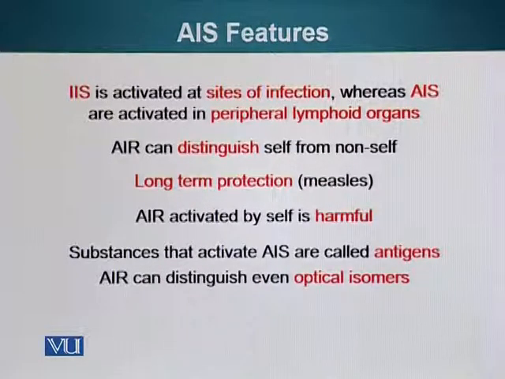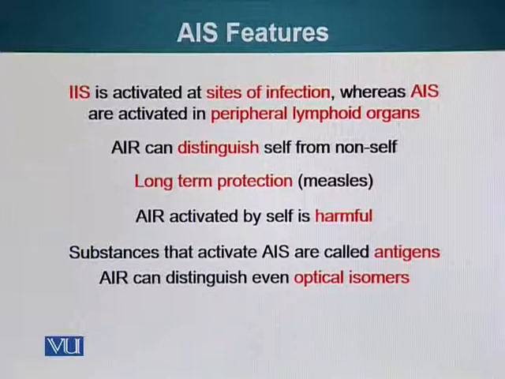The innate immune system is activated at the site of infection. The adaptive immune system is activated in the peripheral lymphoid organs, for example, the lymph node. So after the innate immune system has been activated, some components of it, for example, some T cells, will go and visit the site of infection. Otherwise, adaptive immune cells don't get activated at the site of infection.